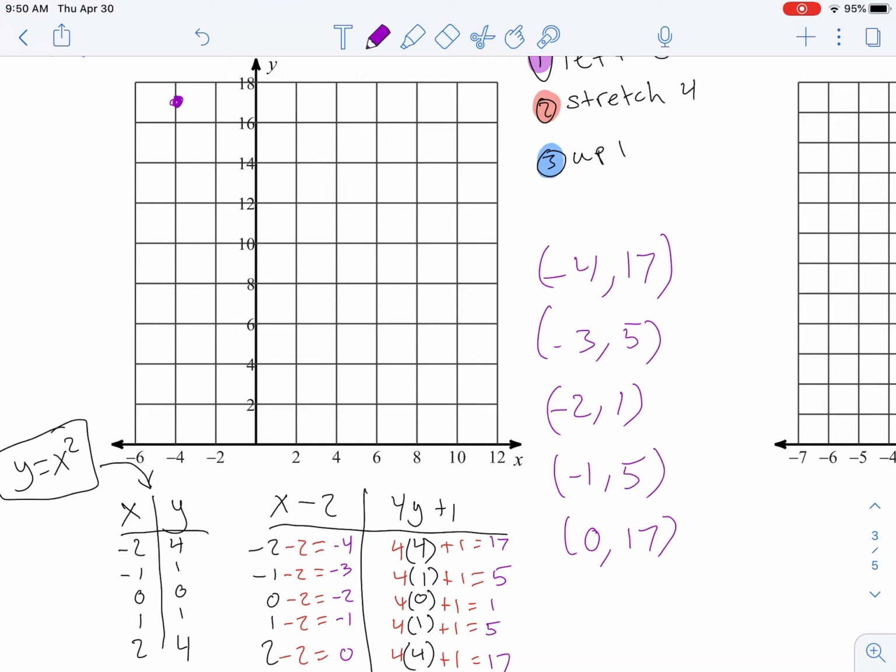Negative 3, 5 is going to be kind of floating here. Negative 3 would be right in between here. And then 5 is going to be in between here. So I'm going to be right in the middle right there.